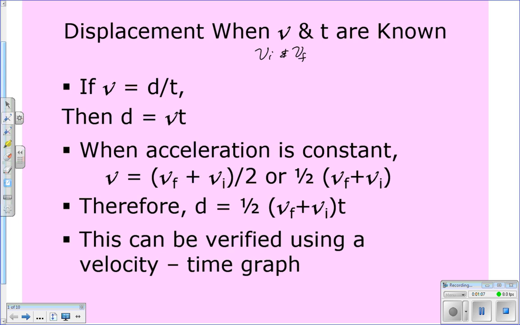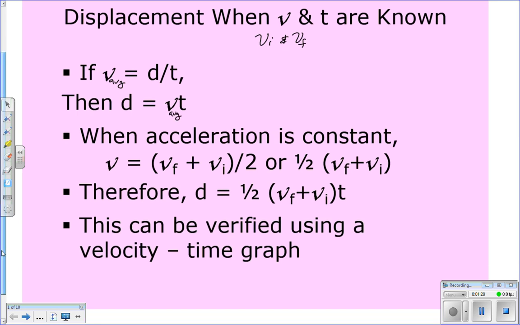So we'll start out with our equation for velocity. And remember, this equation is for average velocity. We know that average velocity is found by taking the displacement divided by the time interval. So when we rearrange that for displacement, we have average velocity times the time interval.